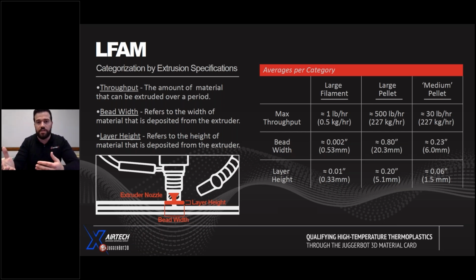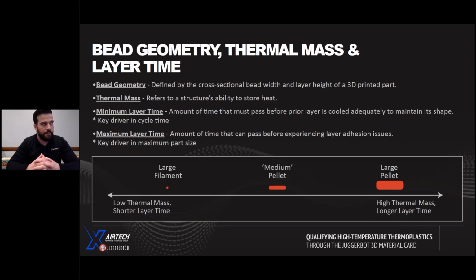It's very fast in terms of throughput in comparison to filament-based systems, with a smaller bead than what you find with large format pellet systems. So again, a balancing act of both things. And it's important to note some of this because bead geometry, defined by the bead width and the layer height, is going to have a direct impact on how large a part an operator can actually make off a given system.